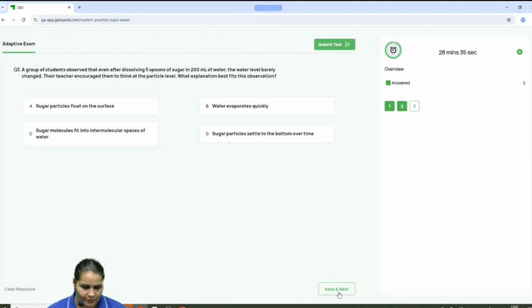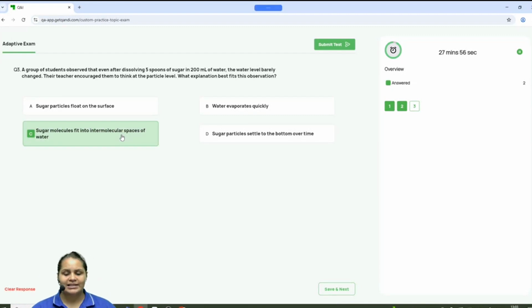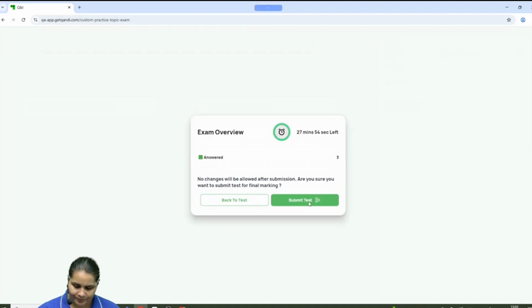Let's solve one more question now. A group of students observed that even after dissolving 5 spoons of sugar in 200 ml of water, the water level barely changed. Their teacher encouraged them to think at the particle level. What explanation best fits this observation? Sugar particles float, water evaporates quickly, sugar molecules, sorry, Option C. You mean sugar molecules fit into intermolecular spaces of water. Let's mark it. Yes, C ma'am. And I will submit the test.